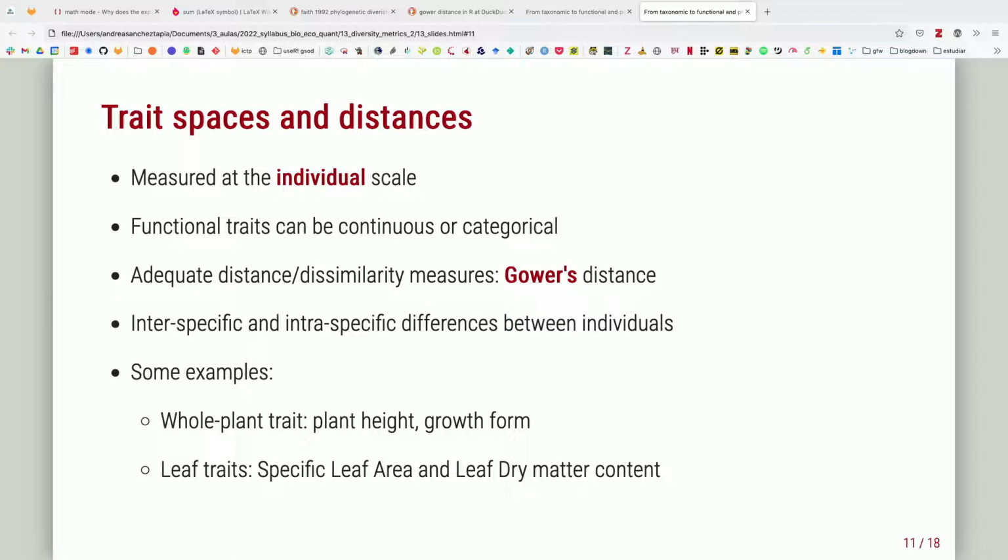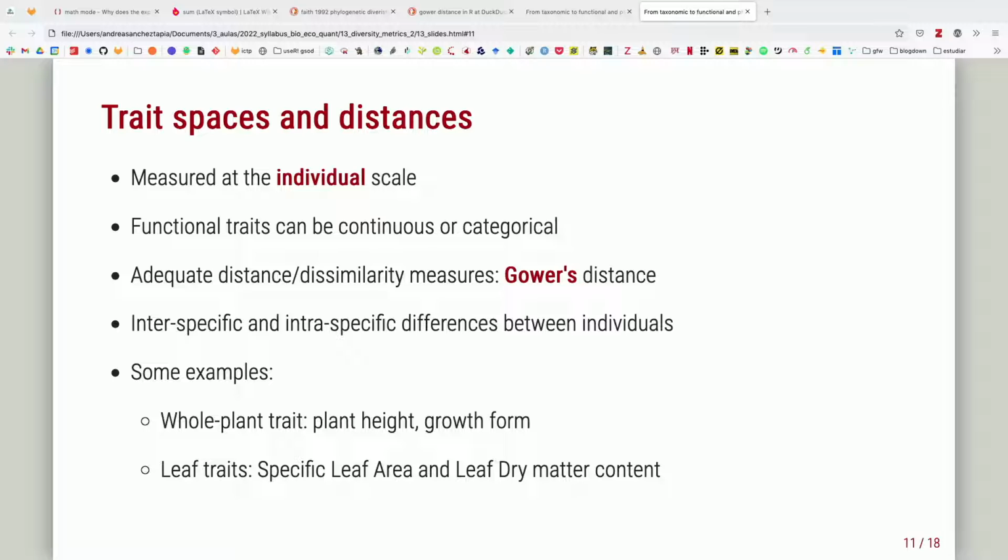Like Volvox and things, yeah. And when we measure functional traits, they can be continuous, like the height of the individual, and they can be categorical, like the alimentary preference, if an animal is omnivore or carnivore. It does not have a value in itself or an order. It's just different categories. So when you have this kind of mixed data, you need to have correct distances and dissimilarity measures that take into account these different ways of measuring traits.